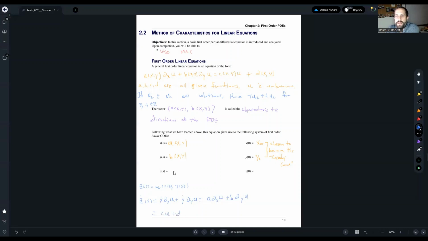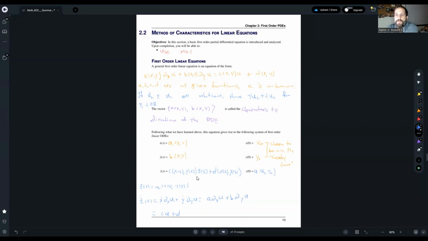So this is going to be equal to c of x of s, y of s, and remember, u is z of s, so times z of s, plus d of x of s, y of s. And then z of 0 is just going to be u of x naught, y naught.